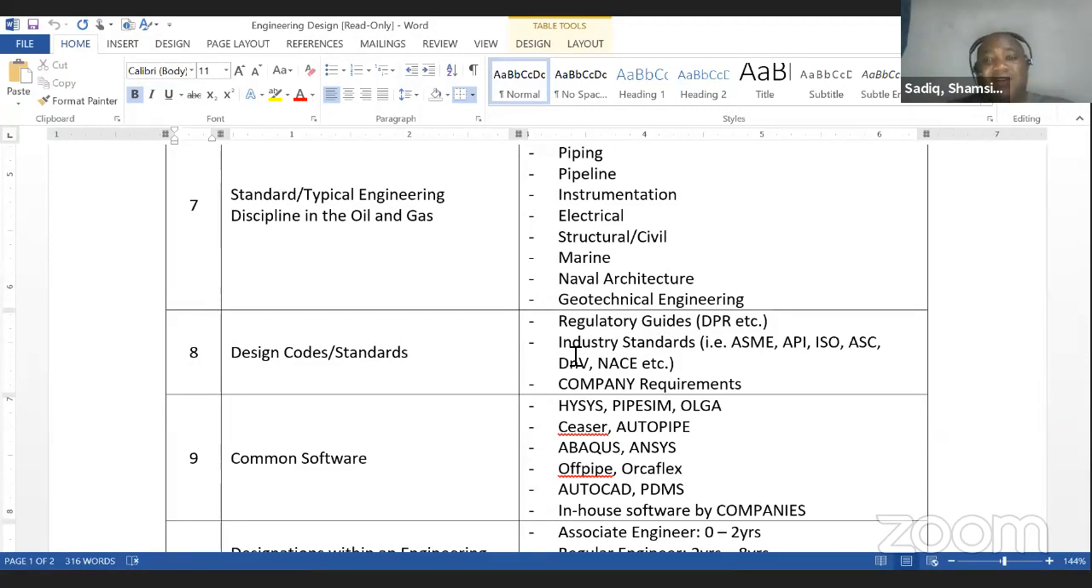There are standards. We are trying to assess the stress in the pipeline. There's a code that says it must not go beyond this level. We are operating this way. So all this will come into play to guide you.